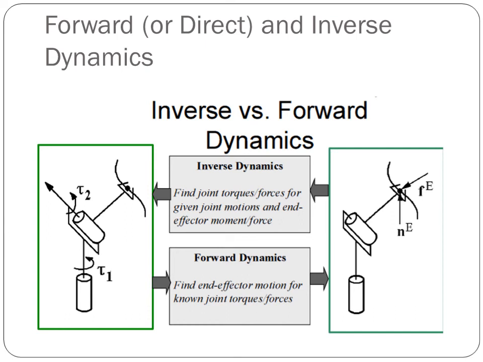Now in the case of forward or direct dynamics, we have to find the end effector motion for the known joint forces. It means the joint forces are given and you have to calculate the position of the end effector, right? So this is just opposite to each other. In the case of inverse dynamics, the joint position is given and you have to calculate the joint torques or moments, whereas in forward dynamics the joint moments or torques are given. Now you can find out the position of the end effector of the robot in the space, right?